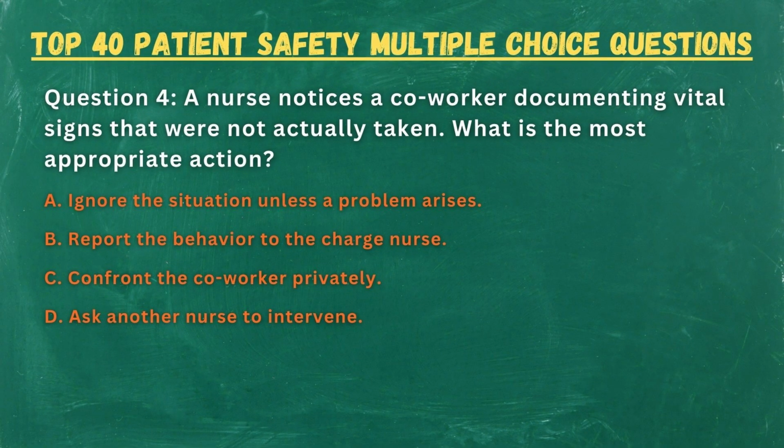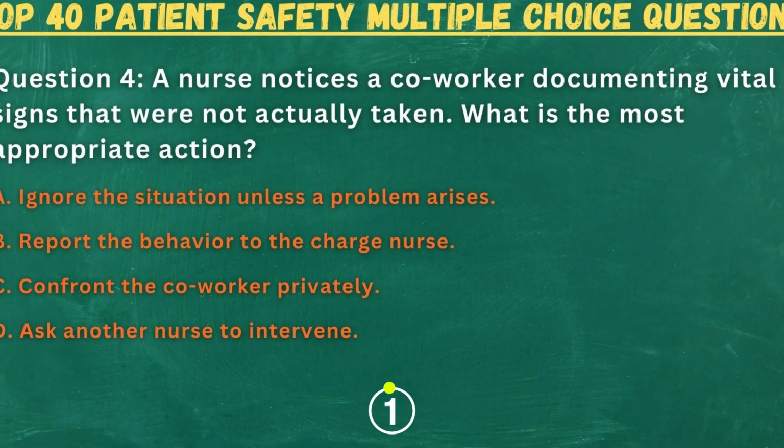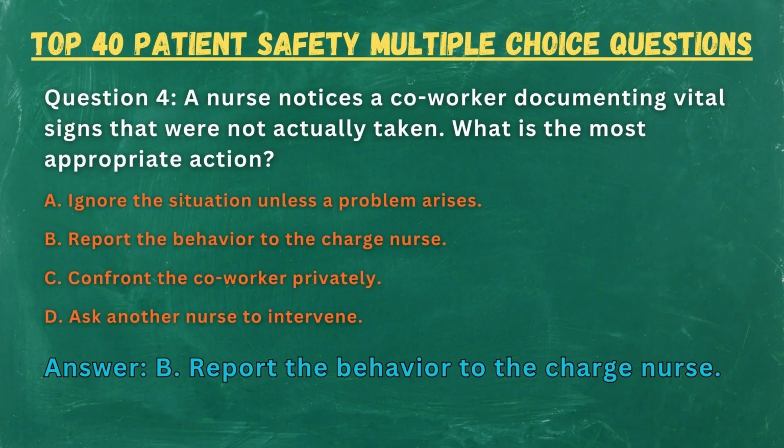Question 4. A nurse notices a coworker documenting vital signs that were not actually taken. What is the most appropriate action? A. Ignore the situation unless a problem arises. B. Report the behavior to the charge nurse. C. Confront the coworker privately. D. Ask another nurse to intervene. Answer. B. Report the behavior to the charge nurse.